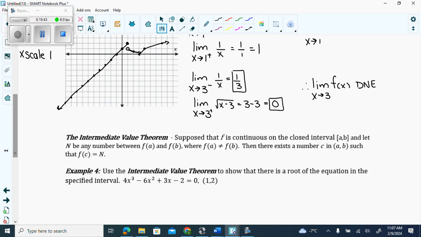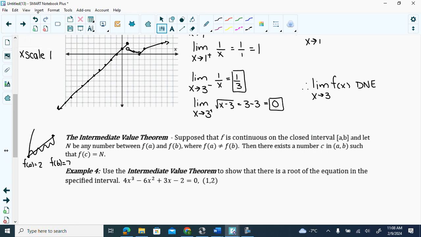So, this is what I'm saying. If I have f of a, and let's say f of a equals 2, right? And I have f of b, and it equals 7. The key thing to the intermediate value theorem is the graph has to be continuous, right? There exists somewhere along the line. I could have a graph like that. I could have a graph like that, right? I could have a graph that does this. Ooh, can't do that. That's too high. Bad graph.